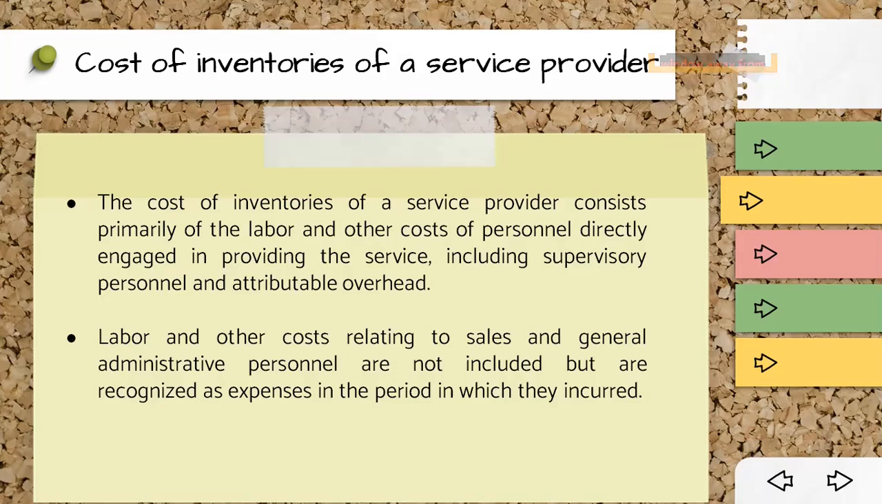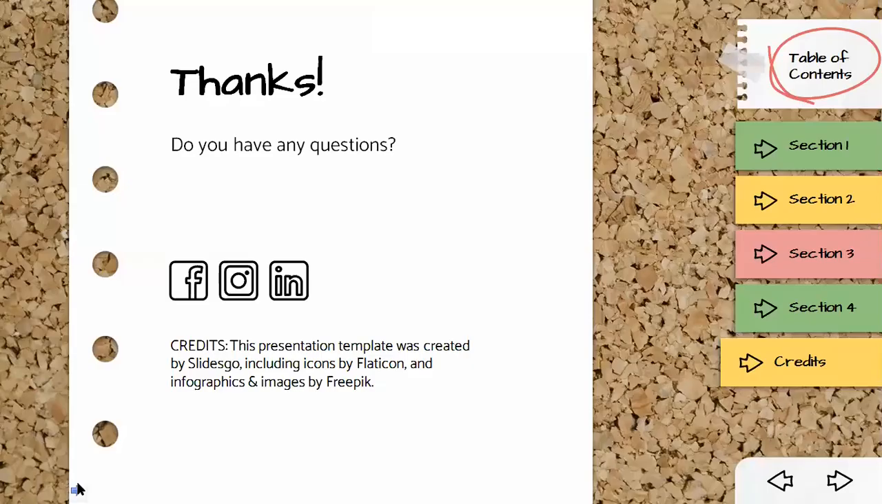So take note that inventories of a service provider is described as work in progress. So meron ka lang account na work in progress kapag meron kang project na hindi pa natapos at the end of the accounting period. So yung i-include mo lang doon sa work in progress, ayun lang, labor and other cost of personnel directly engaged in providing the service. So yan, work in progress.